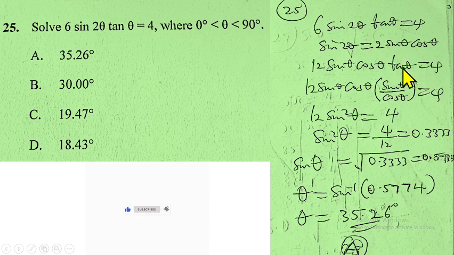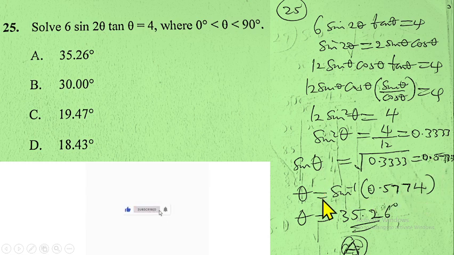We also know that tan theta is the same thing as sine theta over cos theta. So cos theta cancels cos theta here, then sine theta times sine theta gives us sine squared theta. So you have 12 sine squared theta equals 4. You can divide both sides by 12, that gives us sine squared theta equals 4 over 12, which is 0.3333. Then you find the square root of both sides to remove the square, so sine theta equals the square root of 0.3333, which gives us 0.5774.